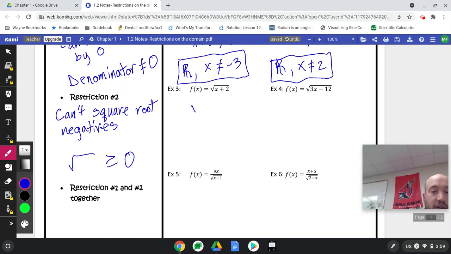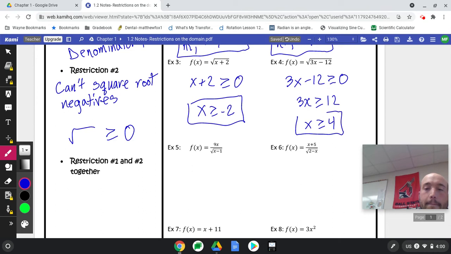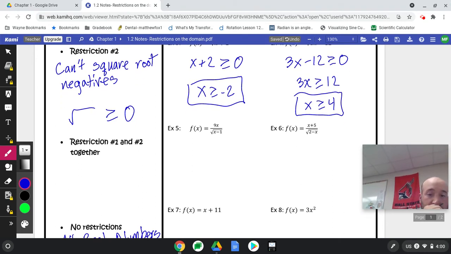Okay, so if we look at example 3, x plus 2 is greater than or equal to 0. We'd subtract 2. X must be greater than or equal to negative 2. And that's our answer. Example 4, same thing. 3x minus 12 must be greater than or equal to 0. So 3x must be greater than or equal to 12. X has to be greater than or equal to 4. All right. On to the next one.